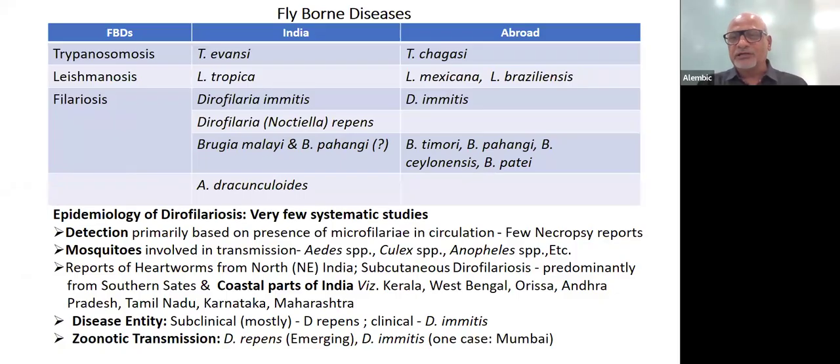Dirofilariasis I've already mentioned: there are two forms. One is a cardiac form, caused by Dirofilaria immitis, and the second is Dirofilaria repens, which is more prevalent in India, and that is the subcutaneous form. The importance of the subcutaneous form is that it has public health significance. That means when it jumps onto human beings, sometimes it may lead to serious conditions like ophthalmic involvement.